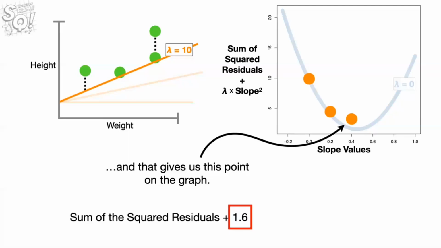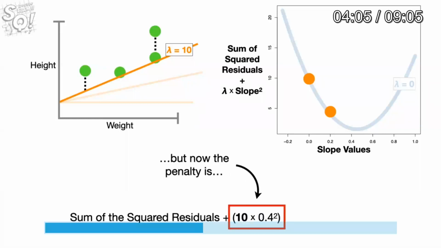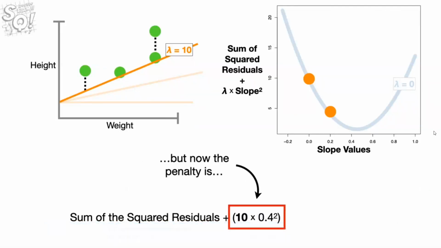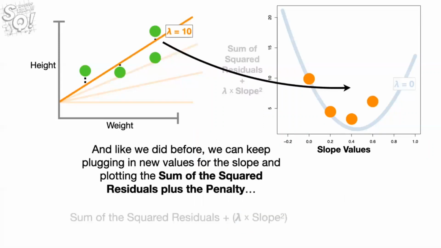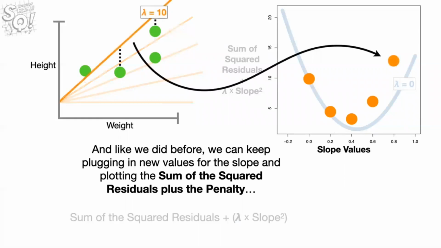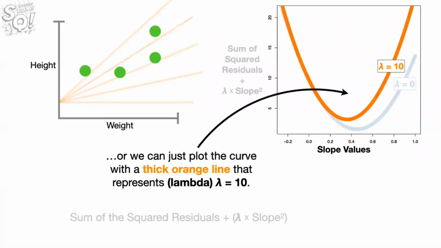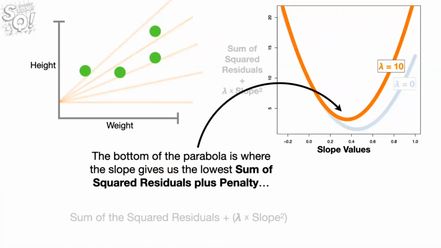Now, if we increase the value of slope to 0.4, we will see that 10 multiplied by 0.4 squared gives me 1.6. And if I add this to the error for this value of 0.4, I'll get this point. And likewise, we keep increasing our slope and plot this curve, which will tell me that for lambda equal to 10, this is how your slope changes your overall error.